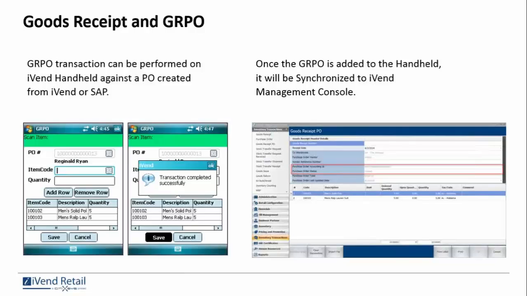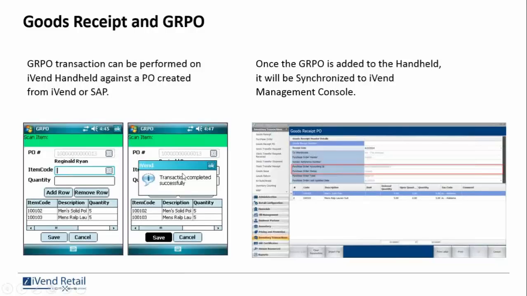So the GRPOs can be scanned straight away. That means the items can be scanned straight away on the point of sales or on your point of device, that is on the iVend handheld device, and that can be added to your iVend handheld, which will again create a back-to-back GRPO in your iVend retail management console. So here I am showing you three different images, everyone. The first image I'm showing you is the GRPO screen, which you can find on an emulator.